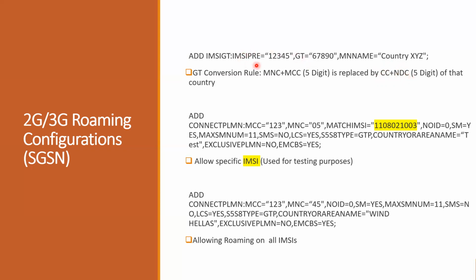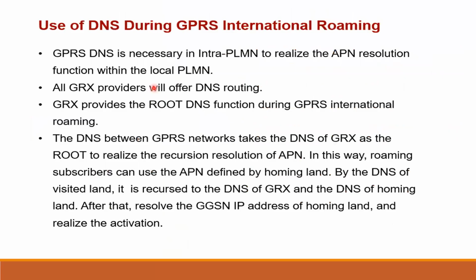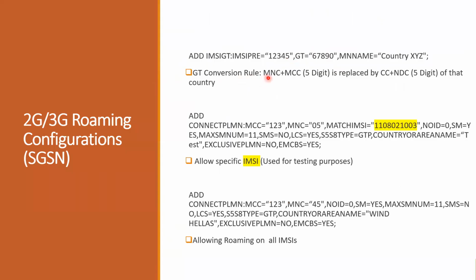So the IMSI conversion rule is essential to ensure that your request, once it reaches the international links and reaches its home HLR, so your international SS7 network and your STP know towards which correct operator it needs to route your request. And that routing is done based on your GT. It is not done based on your MCC and MNC. So this configuration is essential.